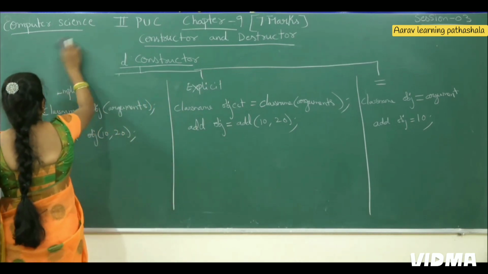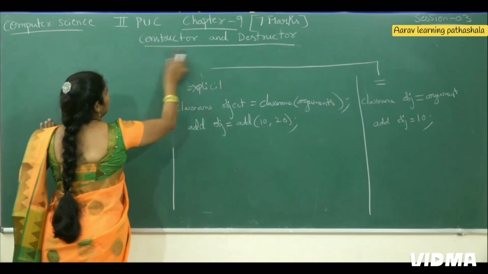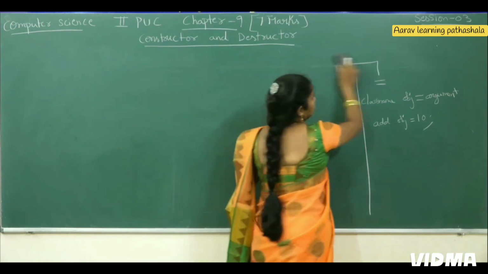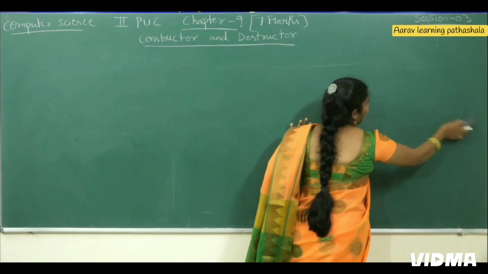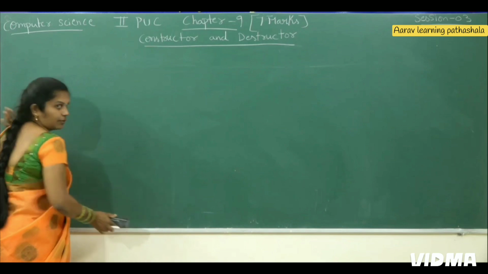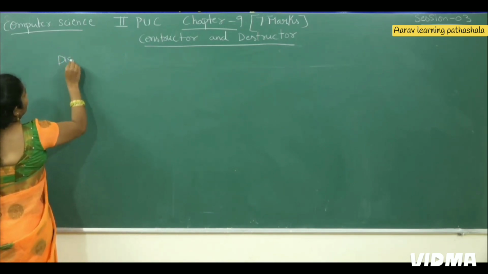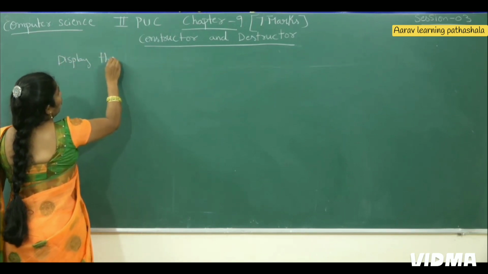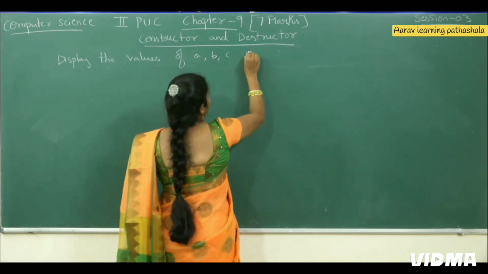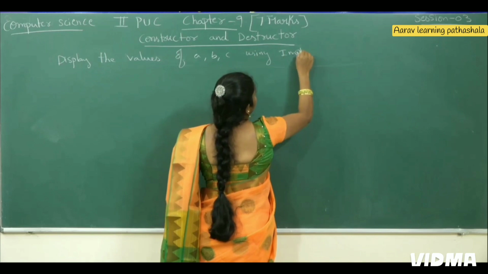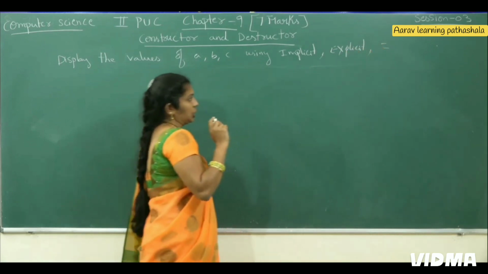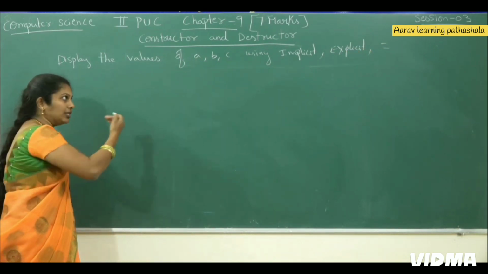Next I am going to explain this parameterized constructor with one simple example. In that example I just want to display the values of ABC, but there I am using all three methods of invoking the parameterized constructor, that is implicit call, explicit call, and initialization at the time of declaration with the assignment operator. Display the values of ABC using parameterized constructor, using implicit, explicit, and one more, initialization at the time of declaration with assignment operator. In all three I am going to explain now.